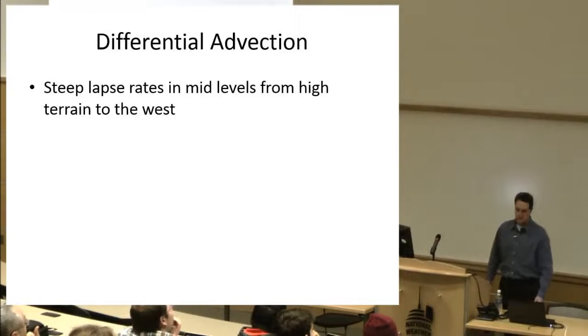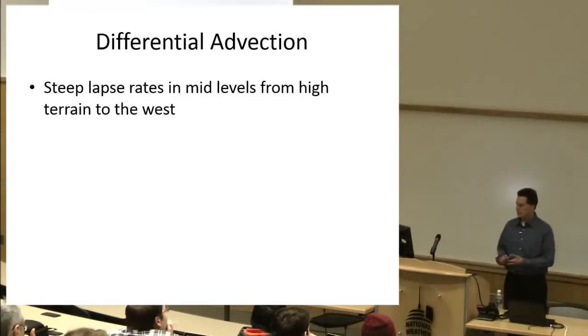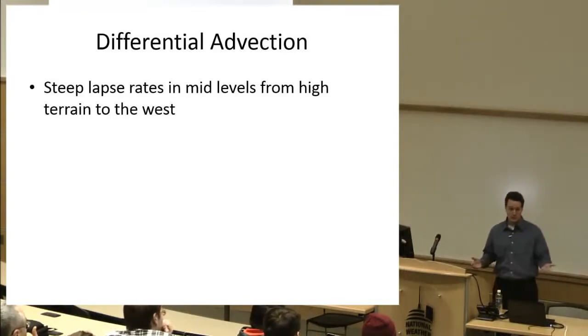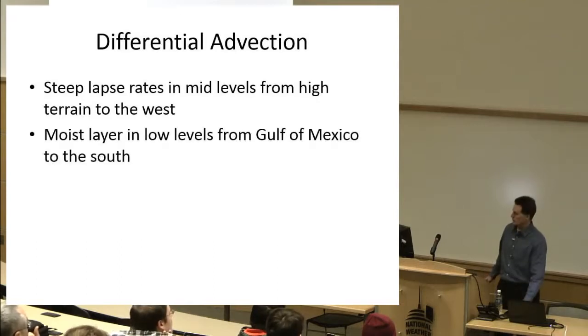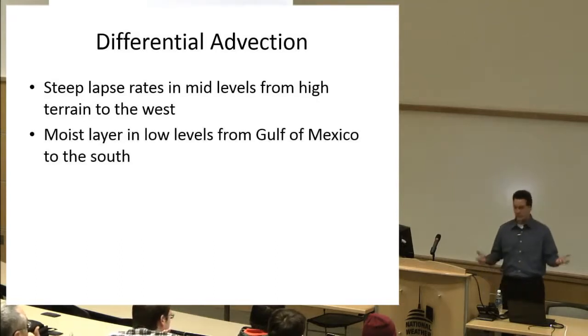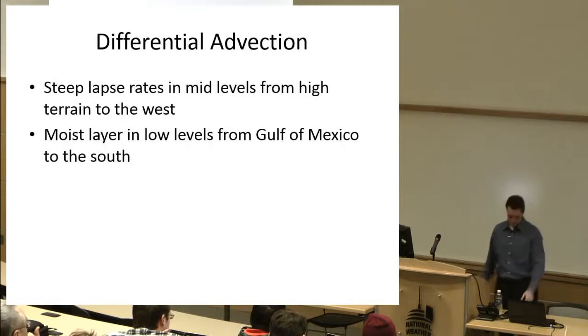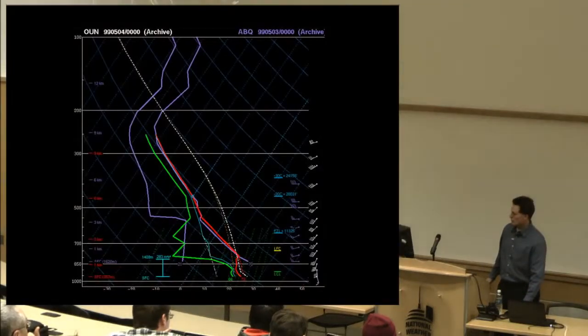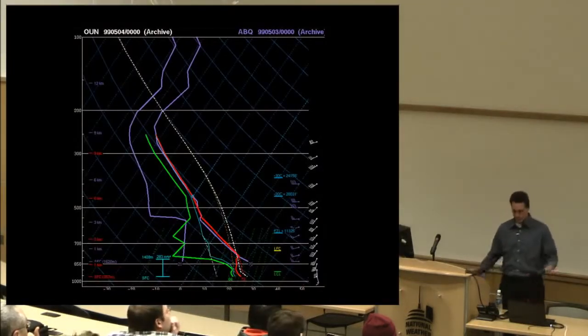Okay, so differential advection is what we're really getting at here. I've mentioned it several times. So we get steep lapse rates from the high terrain to the west, which is where they typically form. Moist layer in the low levels from the Gulf of Mexico or the Caribbean basin to the south creates the loaded gun. And again, it's just a classic example.